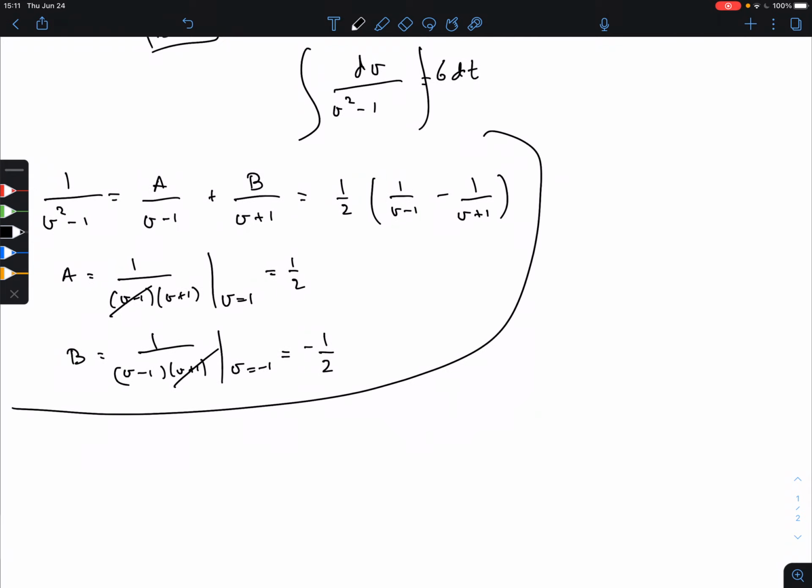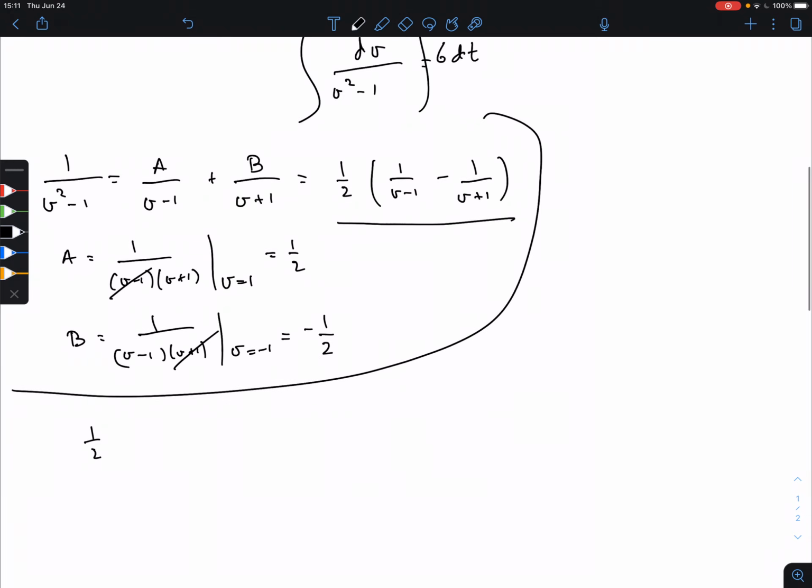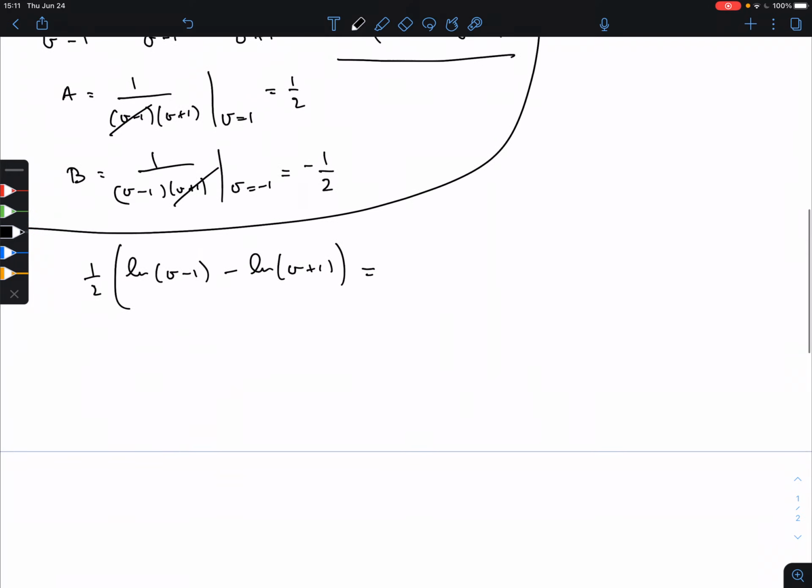We now find that the integral of this is 1/2 ln of v minus 1 minus ln of v plus 1, and that is equal to 6t plus a constant. Let's take the constant here because we're looking for the general solution right away. For separated variables, we do that right away because it's not homogeneous, it's not linear, so we cannot use this trick of homogeneous plus particular.